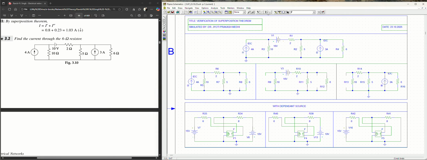The current that is coming through the 6 ohm is 2.037, which is coming downward. Okay, now let's see the individual responses.